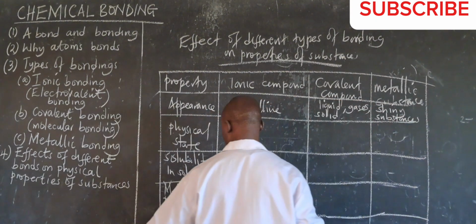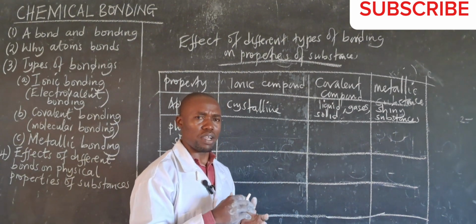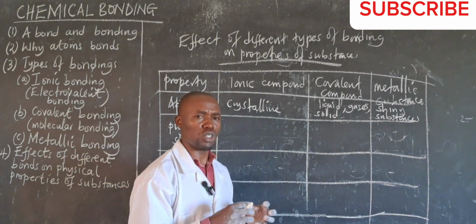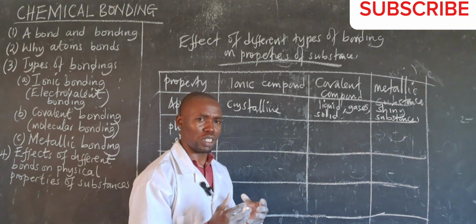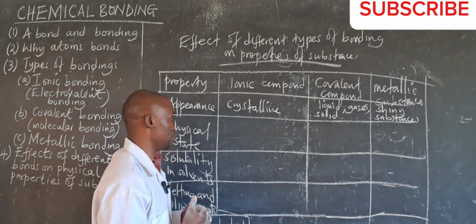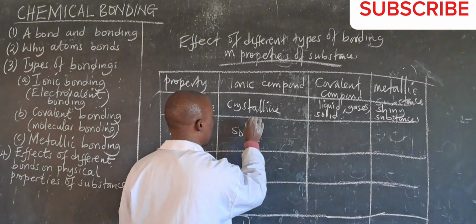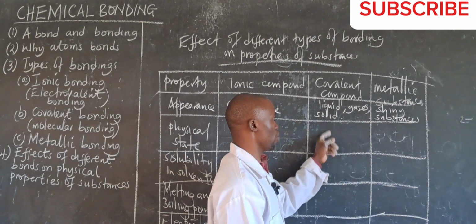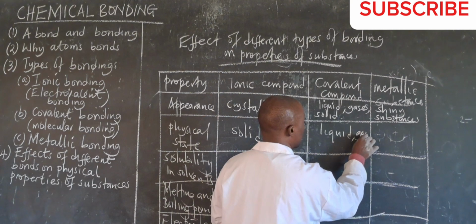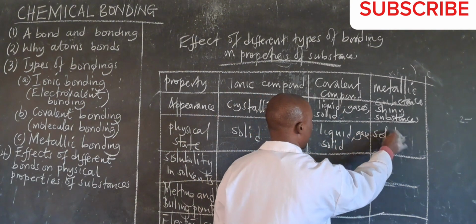Now, we have several metals on Earth. Some metals are gray, some like copper are brown. You have lead, zinc, iron, which are gray. So metals have different colors, but most metals have similar colors. Now physical state: ionic compounds are normally solids at room temperature. Covalent compounds are liquids, gases, or solids. Then metals are basically solids at room temperature.